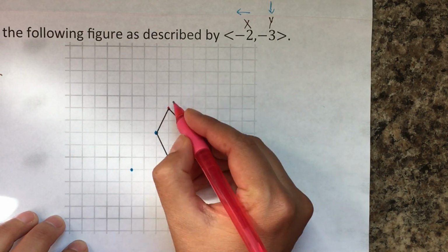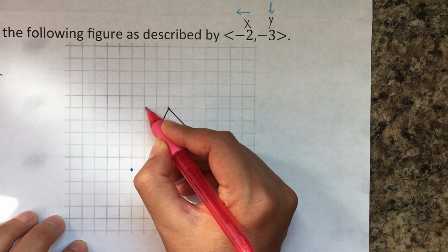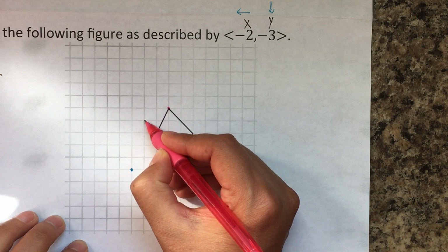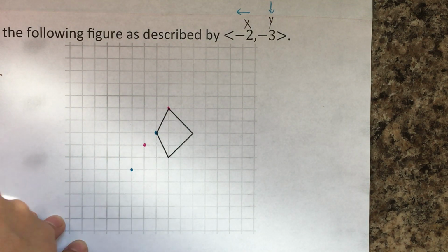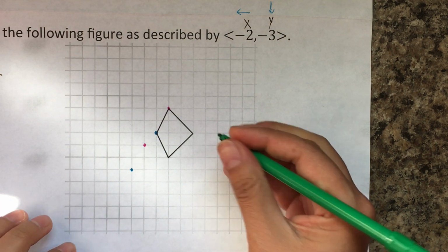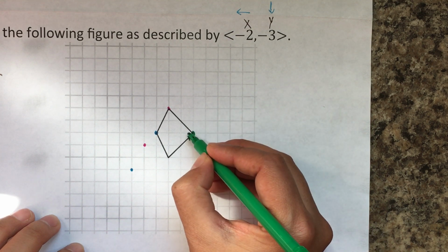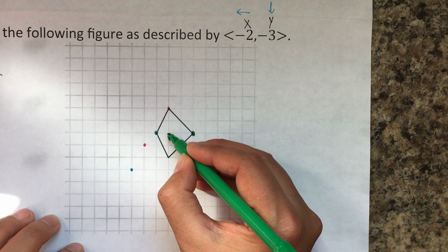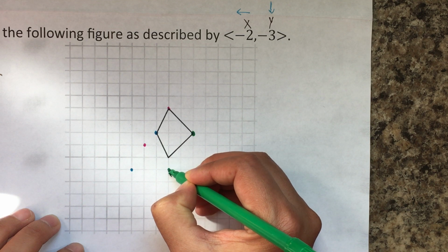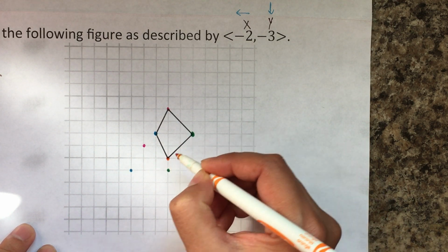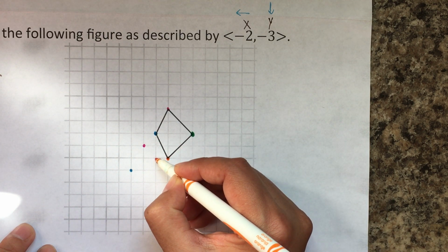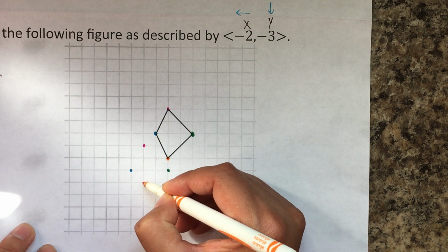For this one, 2 to the left, 1, 2, 3 down. And then we have 1, 2 to the left, 1, 2, 3 down. And finally, I like to use different colors so that I can see what's going on. 1, 2 to the left, 1, 2, 3 down.